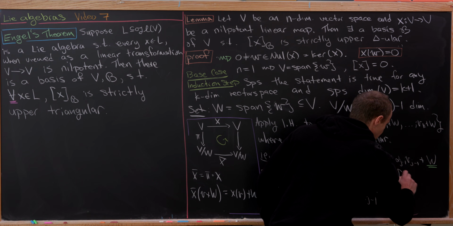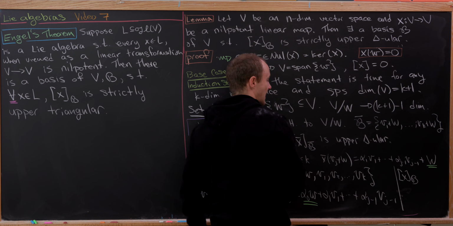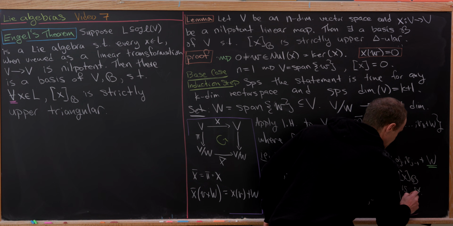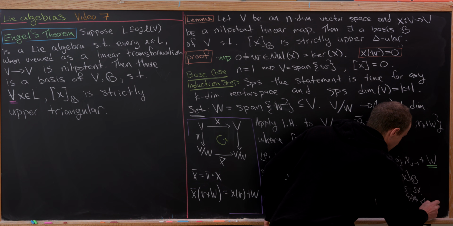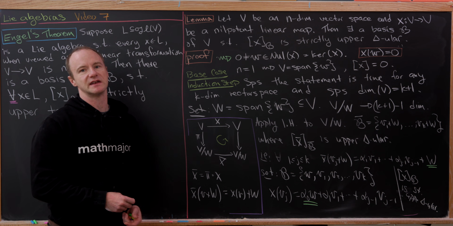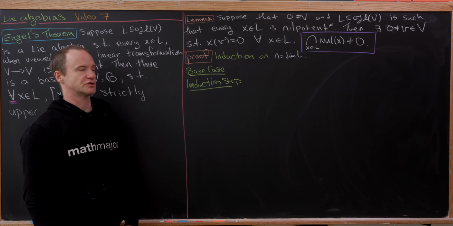We have the matrix representation of x in this basis B is strictly upper triangular. Great. So that's the proof of this lemma. Let's move on to the next prep result. Now for our next preparatory result.